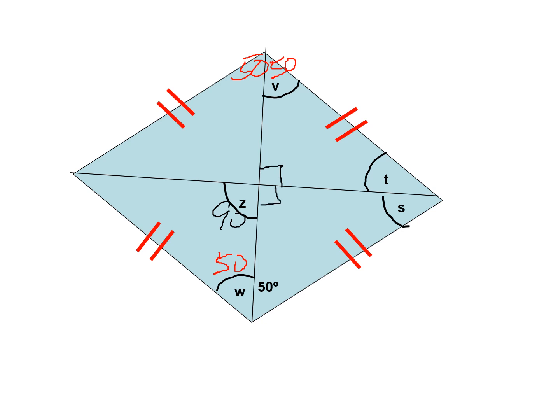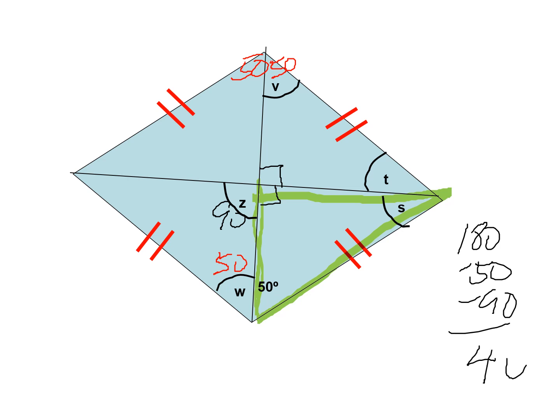How do I find T and S? Look at that triangle. Just that one triangle. I've already got 50. I've already got 90. Leaves me 40 for angle S and 40 for angle T. How'd you do? Okay.